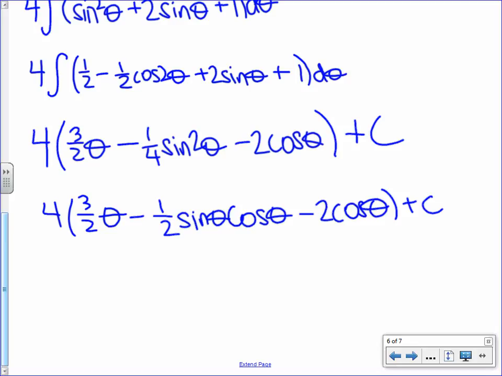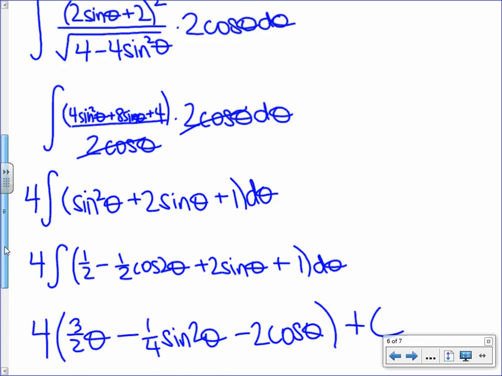To get rid of these fractions, I'm going to multiply the 4 through. So 4 times 3/2, 4 times 1/2. That works, right? That is a long one. Oh, we're not even done. I mean, I have the answer: 6 theta. Oh, boy.